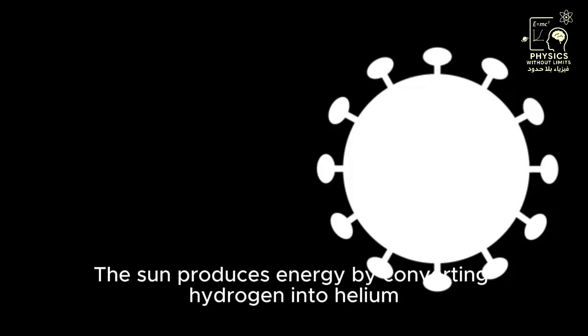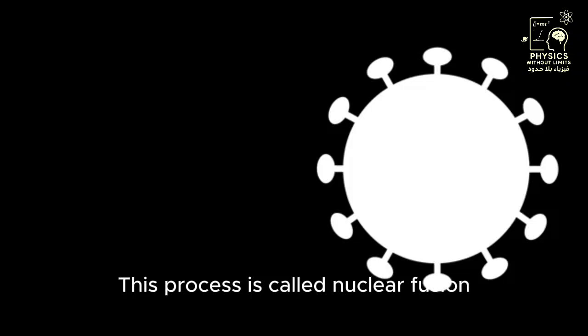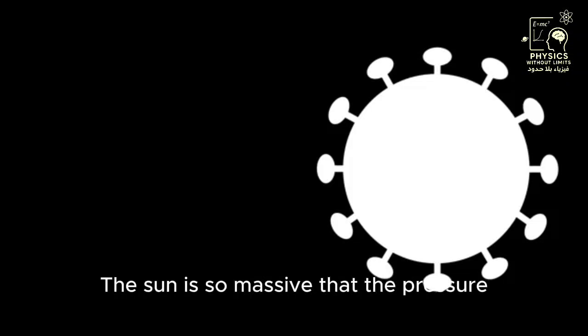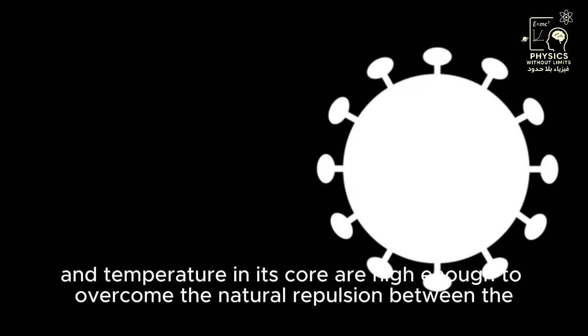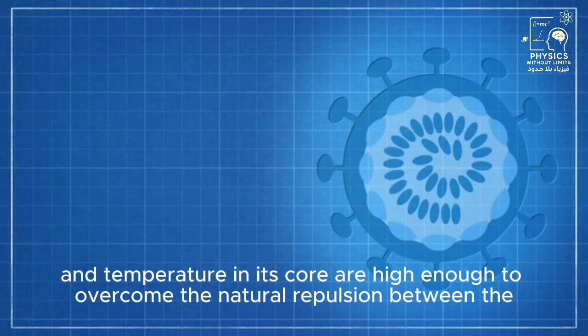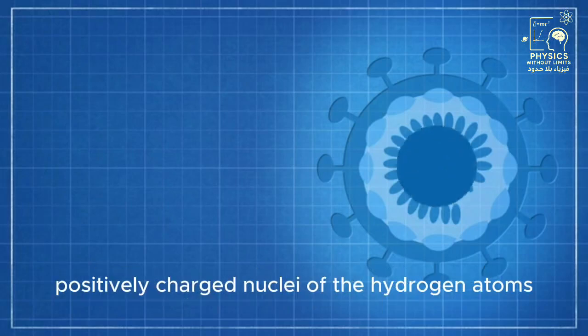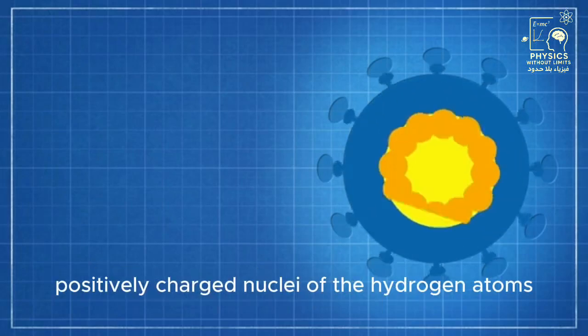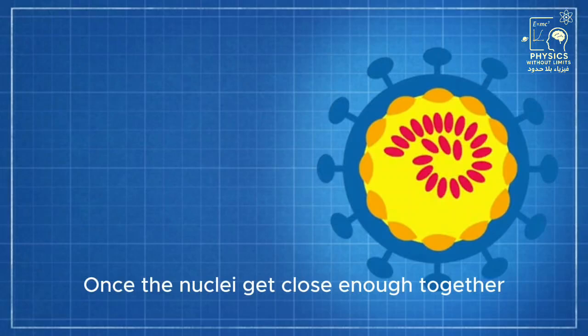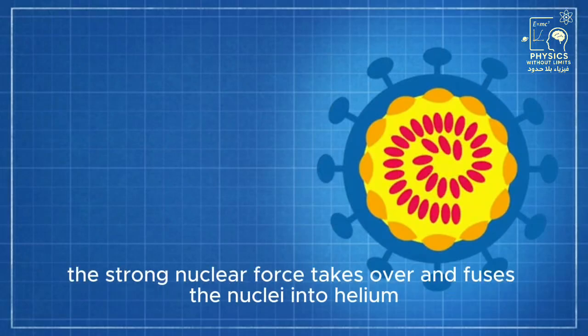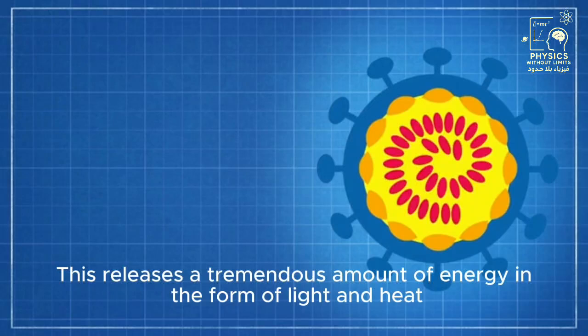The sun produces energy by converting hydrogen into helium. This process is called nuclear fusion. The sun is so massive that the pressure and temperature in its core are high enough to overcome the natural repulsion between the positively charged nuclei of the hydrogen atoms. Once the nuclei get close enough together, the strong nuclear force takes over and fuses the nuclei into helium. This releases a tremendous amount of energy in the form of light and heat.